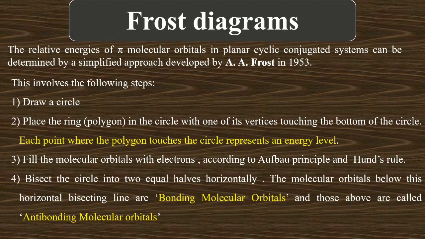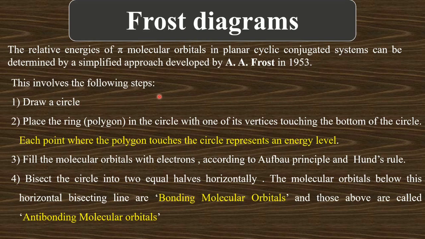There is another method for arranging the pi molecular orbitals in the increasing order of energy, and that was proposed by A. Frost in 1953. He proposed a procedure for arranging the pi molecular orbitals in the increasing order of their energy and for the distribution of electrons in those orbitals.